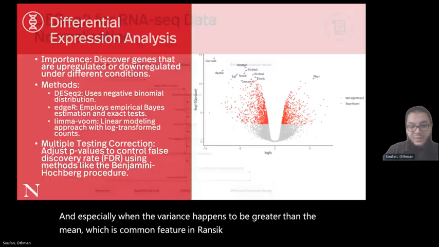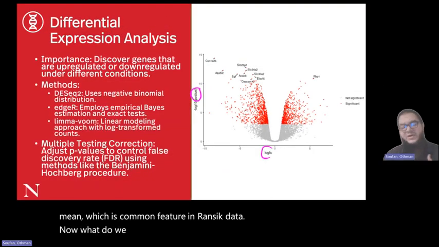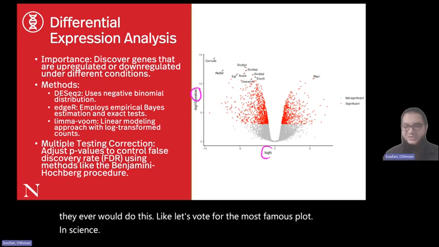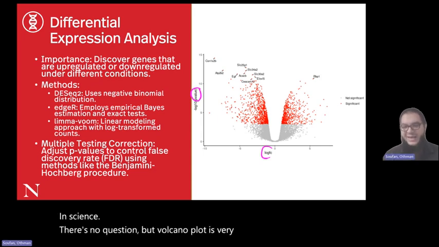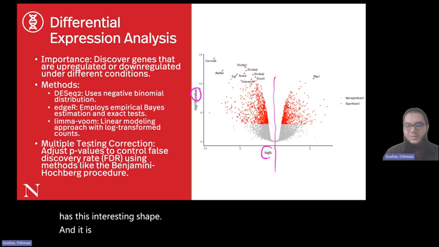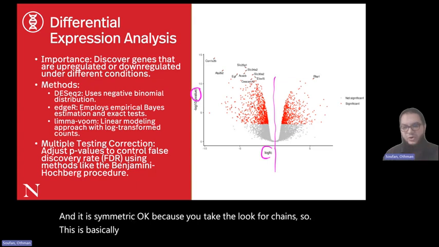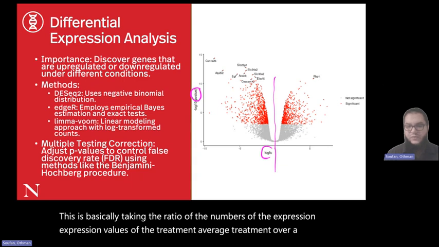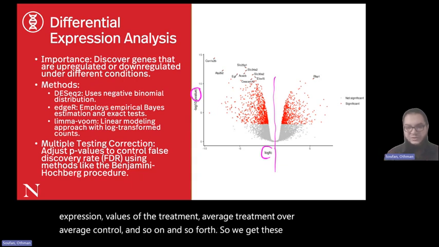Okay, now what we see here is a very famous plot. Let's vote for the most famous plot in science. There's no question, the volcano plot is very famous. On the x-axis, it has this interesting shape, and it is symmetric, okay? Because you take the log fold change, so this is basically taking the ratio of the expression values of the treatment, average treatment over average control, and so on and so forth. So we get these distributions of these different genes.